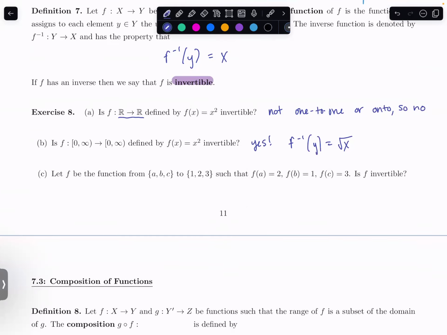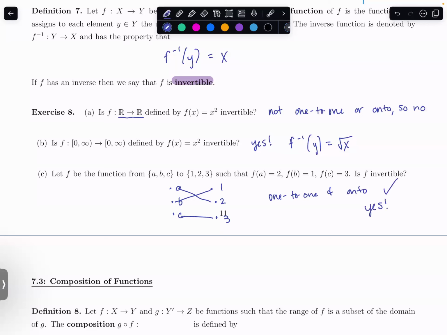And then we have this example with a potato diagram. You have a set A, B, C that's mapping to a set 1, 2, 3. A goes to 2, B goes to 1, C goes to 3, and that does work. So that is both one-to-one and onto. So it is invertible.